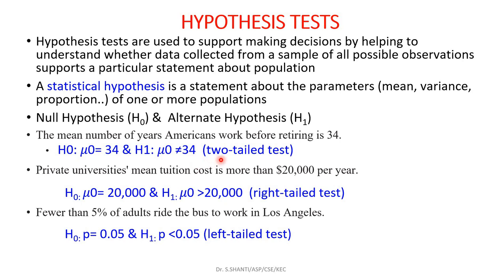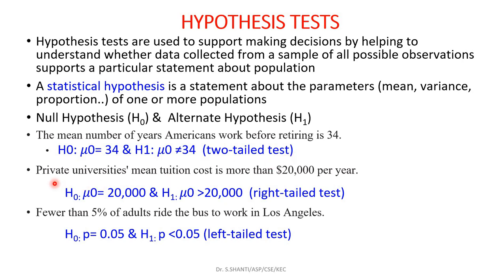Here we will understand the null and alternate hypotheses by looking at some statements. The first statement is: the mean number of years an American works before retiring is 34. Here the parameter of interest is the mean. So we define H0 as mu naught equal to 34, and the alternate hypothesis is mean not equal to 34. If we use an alternate hypothesis of not equal to, a two-tailed test is used.